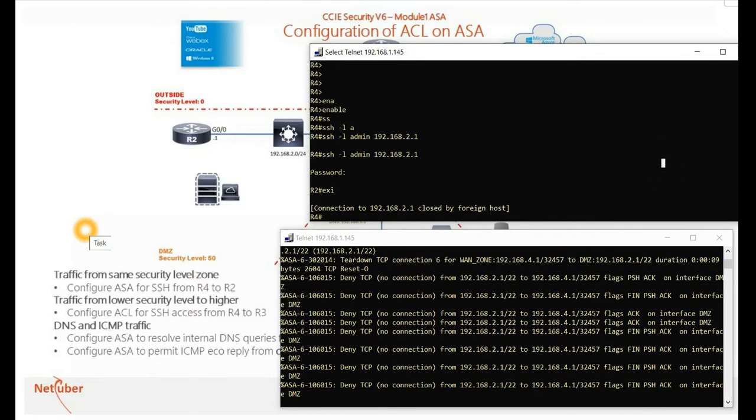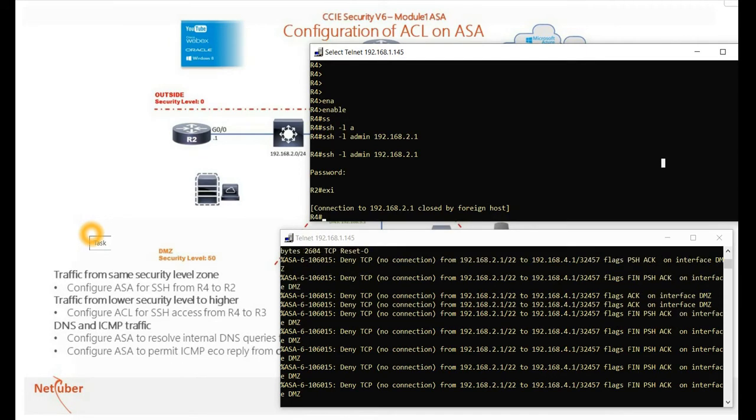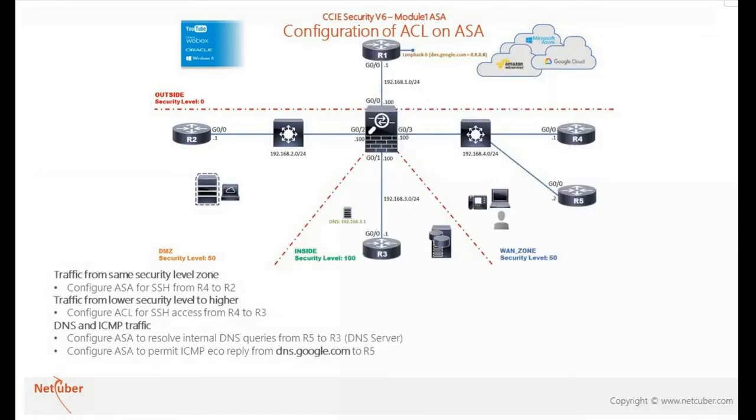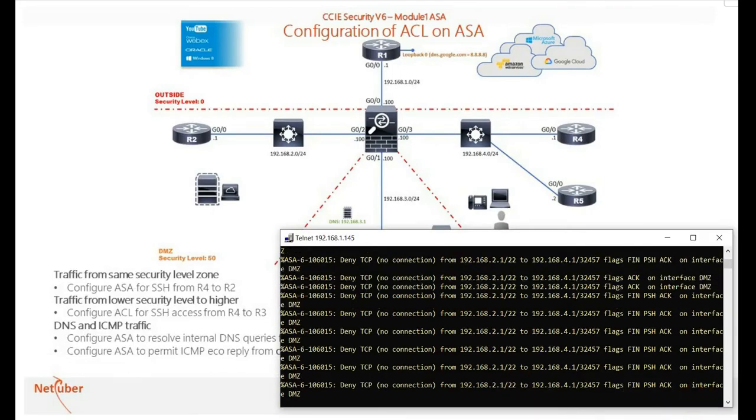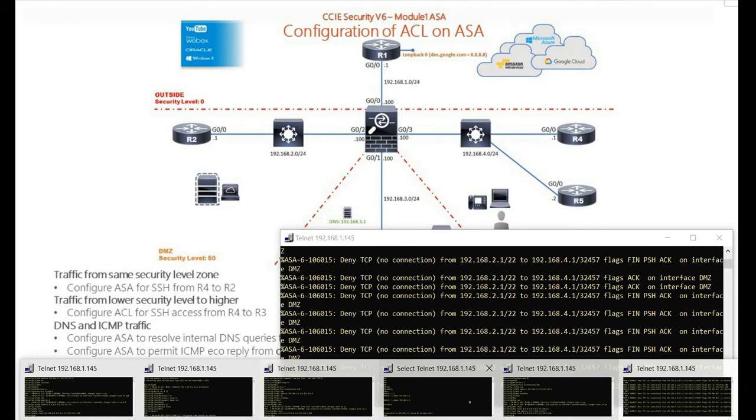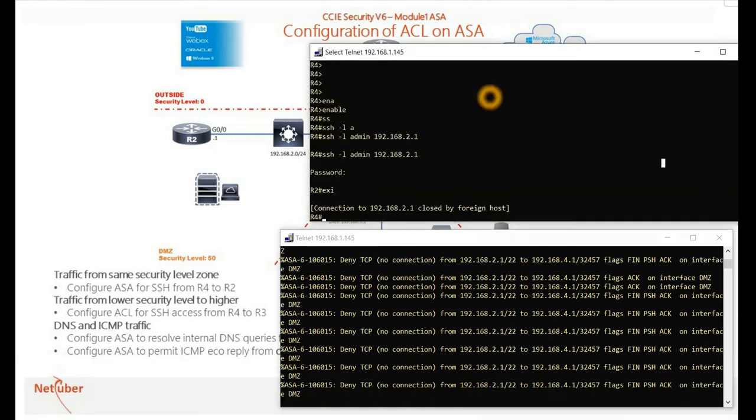Now let's check the second task, traffic from lower security level to higher security level. Configure access list for SSH access from R4 to R3. We need to do SSH from R4 to R3. So R4 is sitting on security level 50 and R3 is sitting on security level 100. So before making any change, let's check what is happening when we try to reach R3.